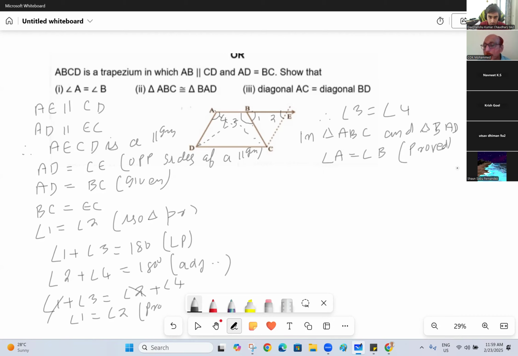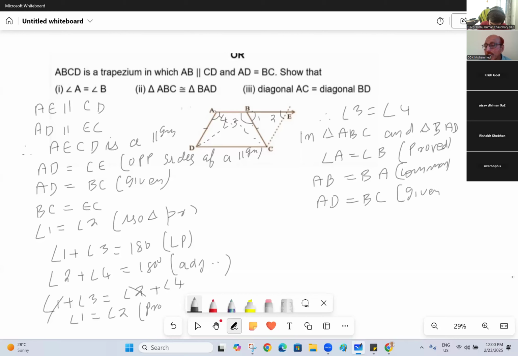Swaroop, another one. Sir, AB is equal to AB because it's common. It's common. Rishabh, another one I want. What is already given? So AD is equal to BC. Correct. AD equals BC. Given.